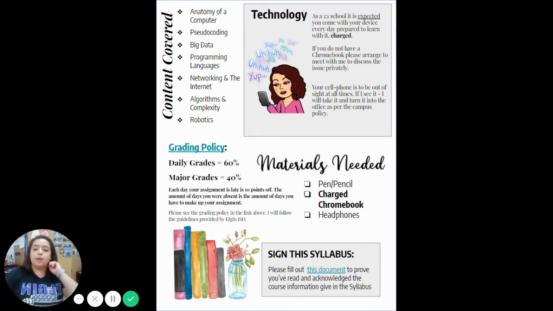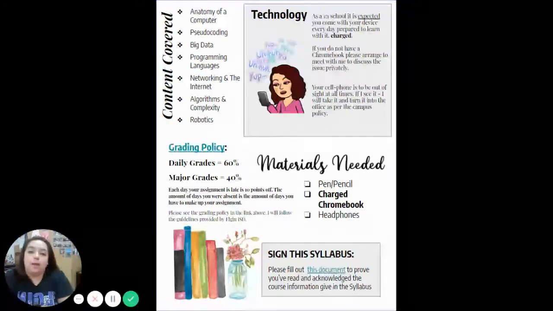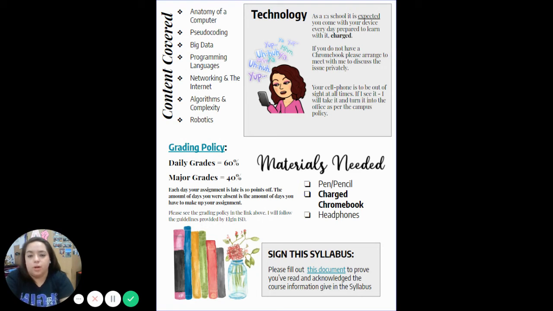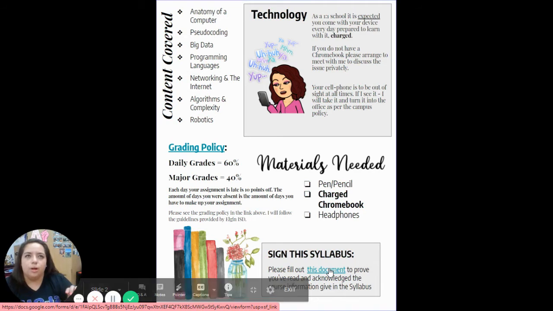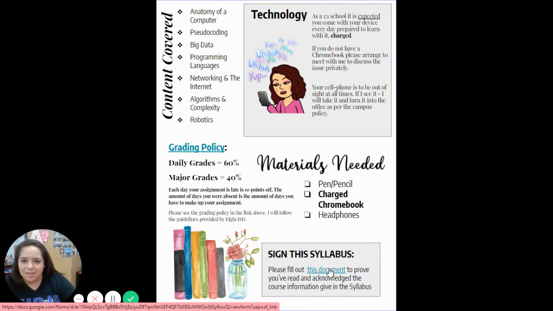Your first daily grade, which is 60% of your grade, is signing this syllabus. I want to know that you and your parents, you and your guardian, you and whoever have read it and have understood. That's super important to me because I want to make sure you know where everything is at. Now, you're like, Coach, how do I sign this? All these little blue underlines are links, okay? Click them. It takes you to another place.